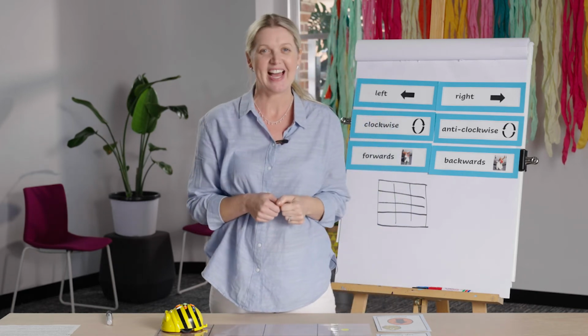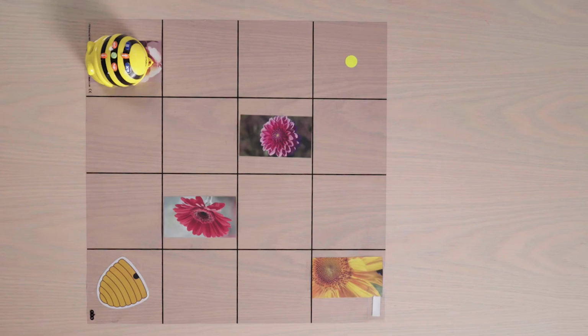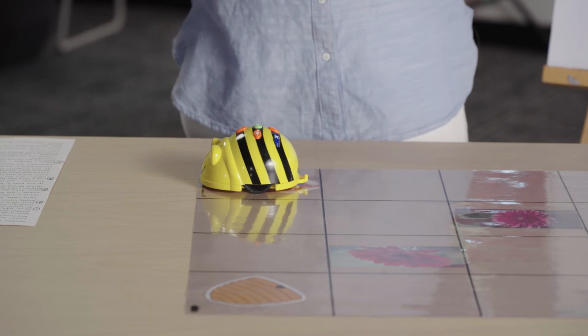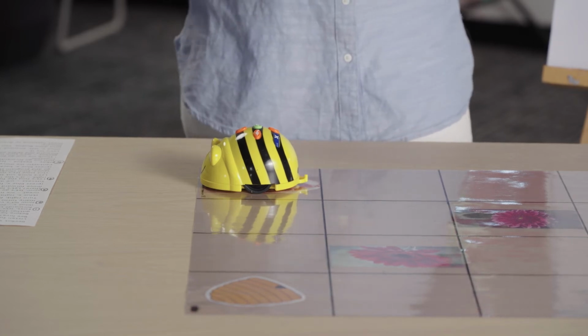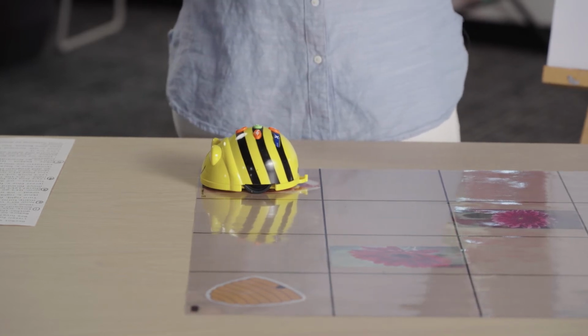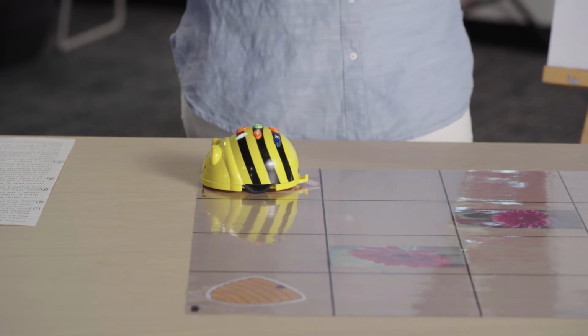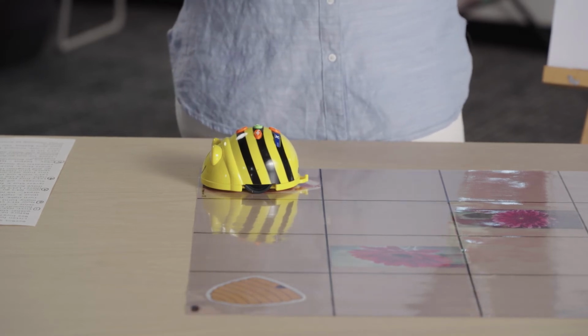Just one more flower. Which one haven't we visited yet? That's right. It's the red gerbera flower. Let's work out together how we can get there. This time, let's move backwards. Let's work it out together.